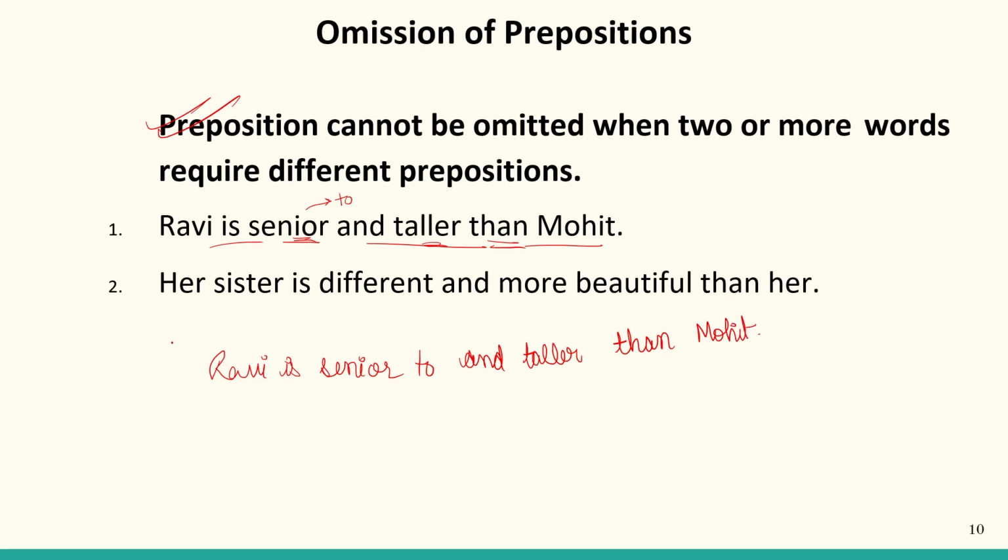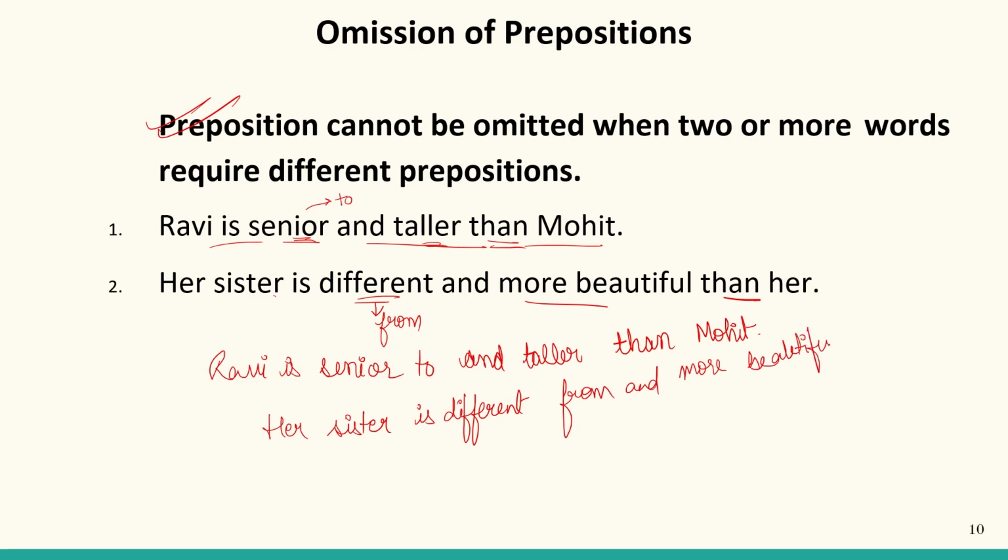Now let us see one more sentence. Her sister is different and more beautiful than her. Now more beautiful can be followed by than, but we know well that different is always followed by the preposition from. Therefore, the correct sentence should be her sister is different from and more beautiful than her sister. Now the sentence becomes correct.